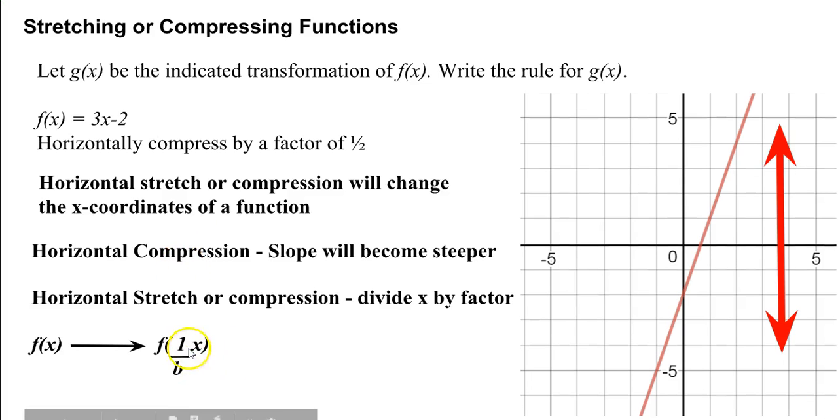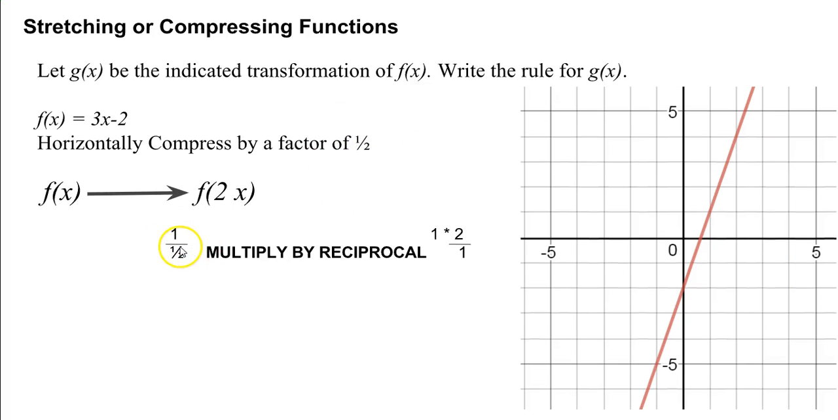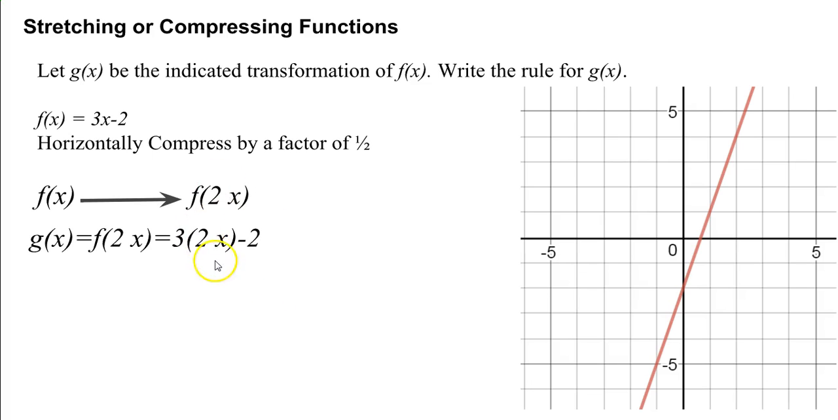When we have 1 over b, we're doing 1 over 1/2. And if you recall, when you divide by a fraction, you multiply by the reciprocal of the fraction in the denominator position. So this changes to 1 times 2 over 1, which gives us 2. So we're going to horizontally compress by a factor of 1/2, which takes our x-coordinates by 2. I plug that into my function here, and I get 3 times 2x minus 2. I simplify to get g of x equal to 6x minus 2. And so this is our new rule.